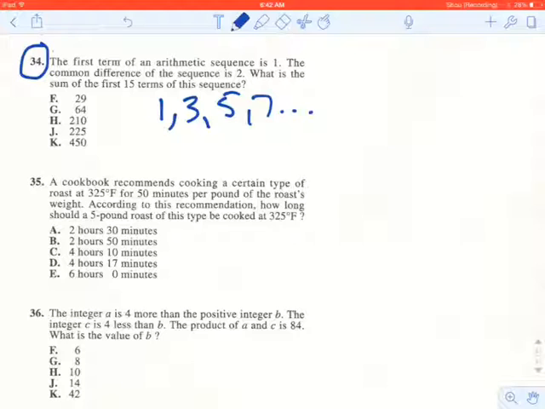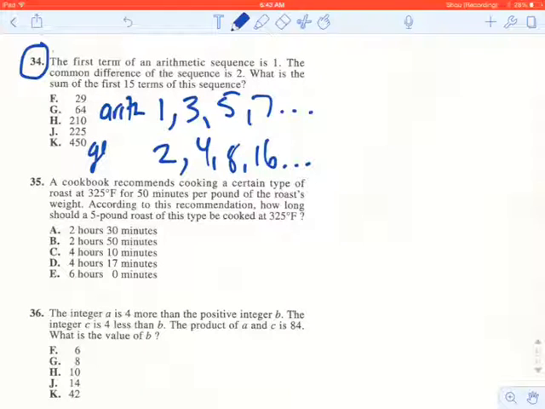If it were geometric, then you'd be multiplying by something every time. So let's say it started with 2, and it has a common ratio, now instead of a difference of 2, we were just multiplying by 2 to get to the next number. So 2, 4, 8, 16, and so forth. Just to explain the difference between arithmetic and geometric.